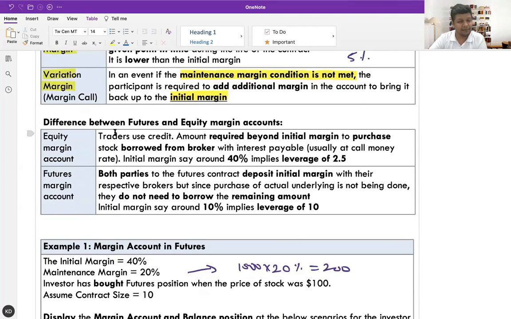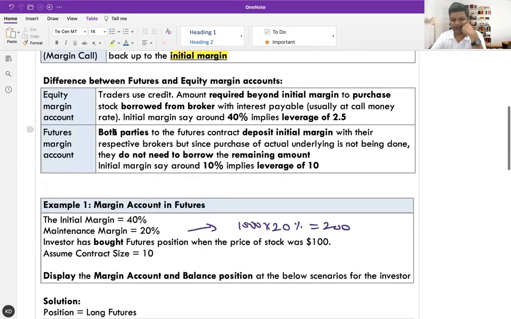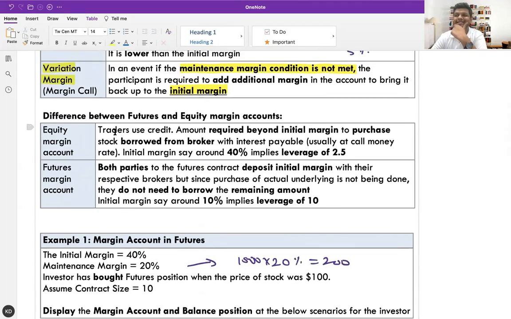Now, you did the same in equities also, right? Equities margin and now futures margin. Why are we doing it again? Is there any difference, by the way? Well, there is a difference. What is that difference? In equity, who has to pay to whom? When you deal in equities in the spot market, who has to pay to whom eventually? The buyer has to pay to the seller.